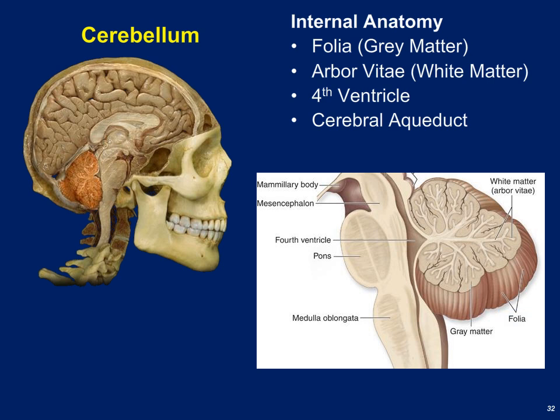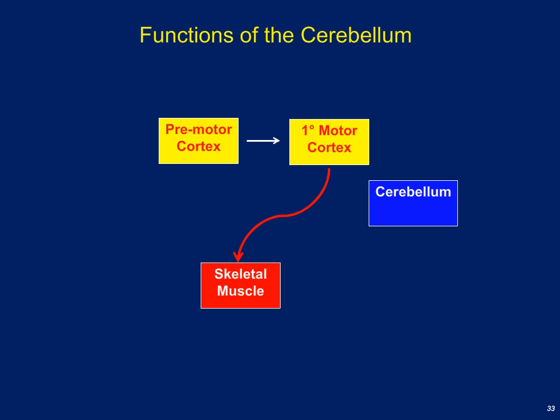And of course, within the cerebellum, we have the fourth ventricle and cerebral aqueduct, both of which are important in the transport of cerebral spinal fluid. Now, one of the main functions of the cerebellum is to ensure the coordination of muscle movements. Now, when we think about skeletal muscle, remember that skeletal muscle is actually consciously controlled by our cerebral cortex. And specifically, we'll learn in a few slides that the area where we plan muscle movement is in the premotor cortex. This is where we say, I'm going to pick up that pencil. Now, that information moves from the premotor cortex to the motor cortex, which actually generates the action potentials or nerve impulses that travel to the skeletal muscle.